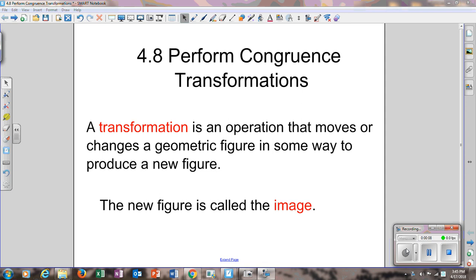All right, a transformation is an operation that moves or changes a geometric figure in some way to produce a new figure. The new figure is called the image. So it's the image of the original. So anytime we perform a transformation, the second thing that comes out after we move a triangle is going to be the image of the original triangle. All right?